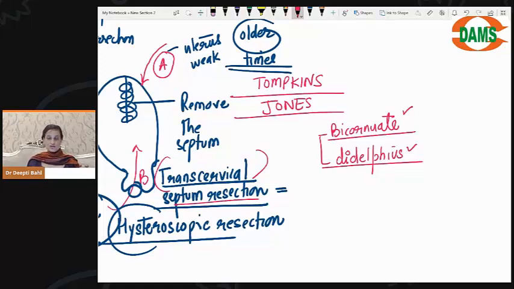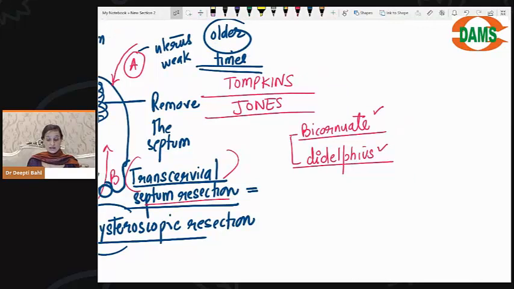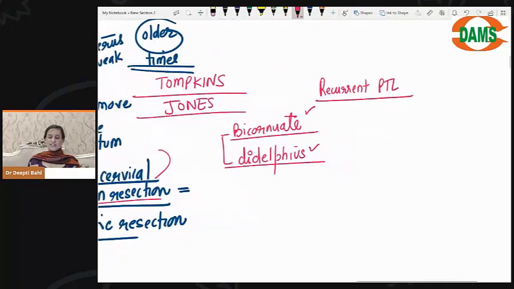Usually they do not need surgical correction. But if we have to do surgical correction, which will be usually for recurrent preterm labor, I want to operate on them. Can you tell me in your own language what surgery do you think you want to do?